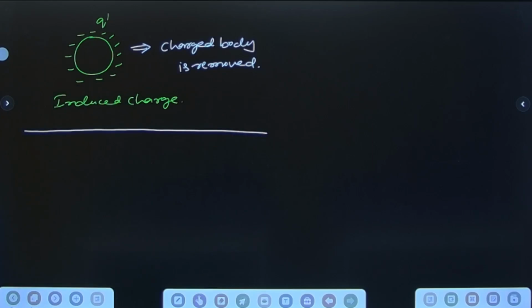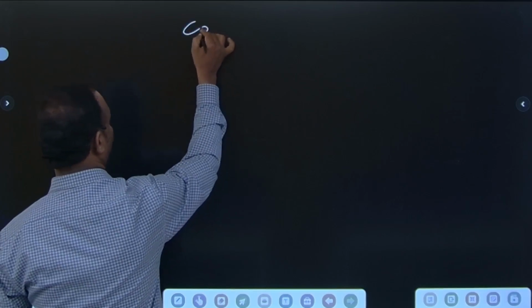So conduction, induction. Next concept, Coulomb's law.